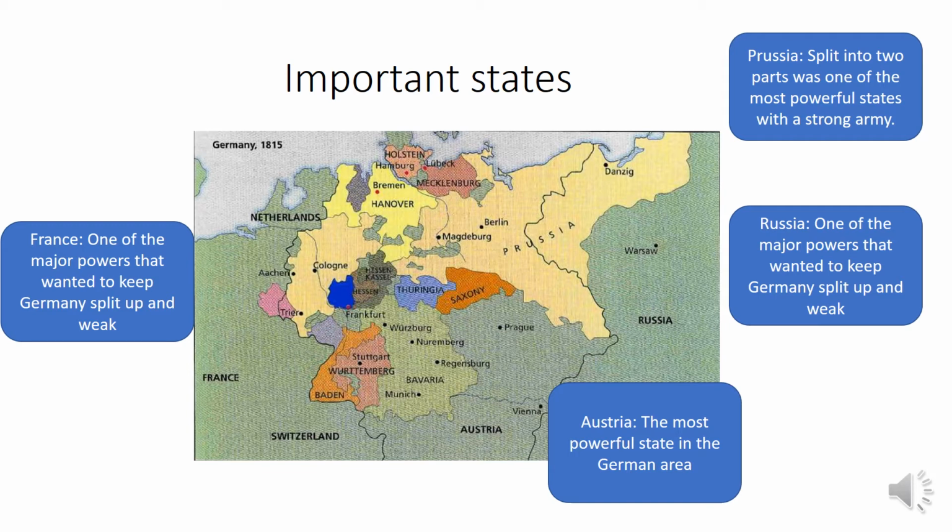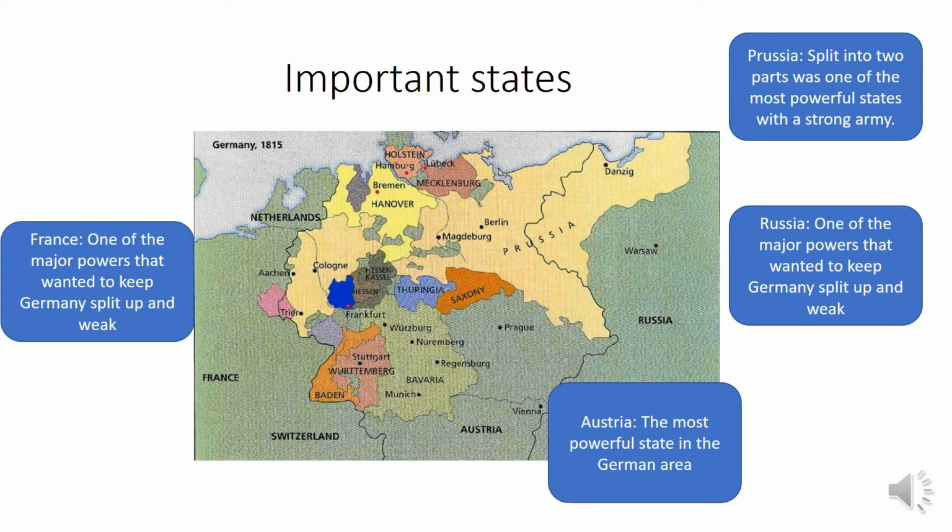Russia also wanted to keep Germany split up because not only did it make the German states weaker, but it also gave Russia a barrier between itself and France. This was a key important decision from Russia, as it meant that they weren't under the immediate threat of invasion. France would have to invade many small states before it got to Russia. So both France and Russia were really keen to see these 39 separate states continue.